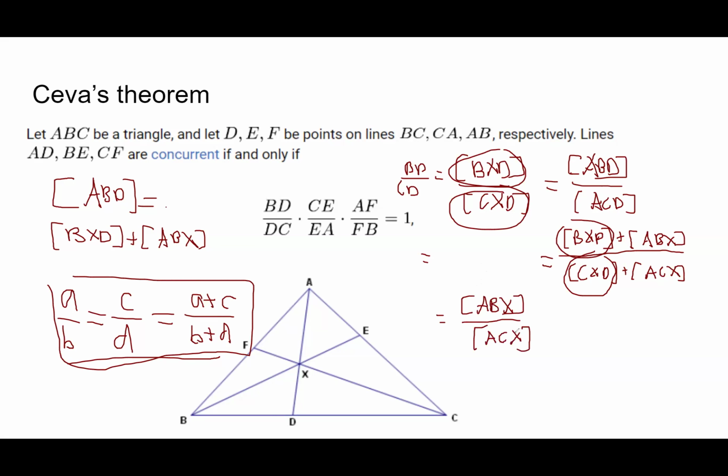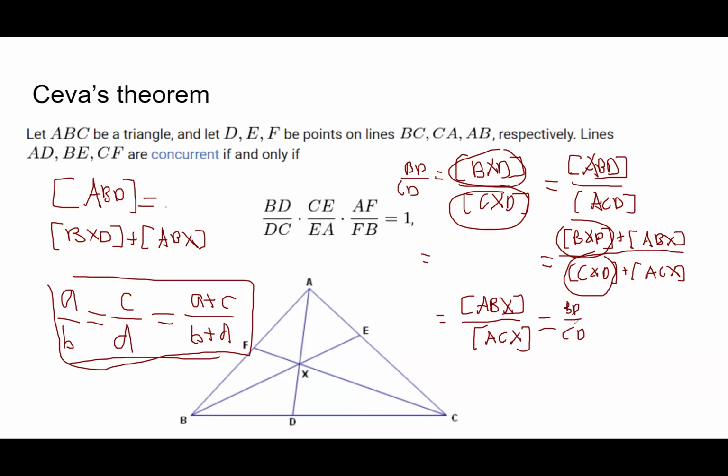Does everyone understand that so far? Because if you let, for example, the area of BXD equal A and the area of CXD equal B, and then the area of ABX equals C and the area of ACX equals D, then we have A over B equals A plus C over B plus D, which implies that that's also equal to C over D. So now we've shown that the area of ABX over the area of ACX is equal to BD over CD.